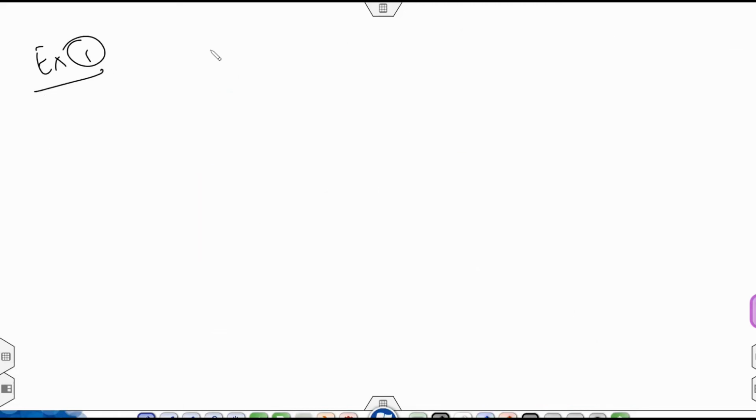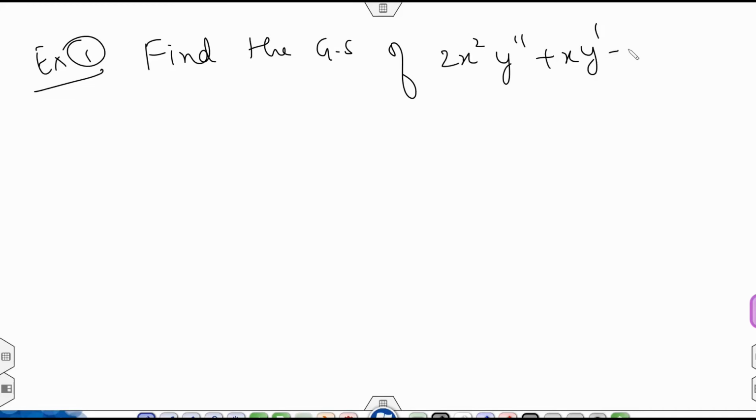So this is your example number 1. Find the general solution of 2x square y double dash plus x y dash minus 6y equal to 0. I'll call this equation number 1. Now you can clearly see that this is of the Cauchy-Euler form because you are getting this and this. So clearly it is a Cauchy-Euler differential equation of second order.